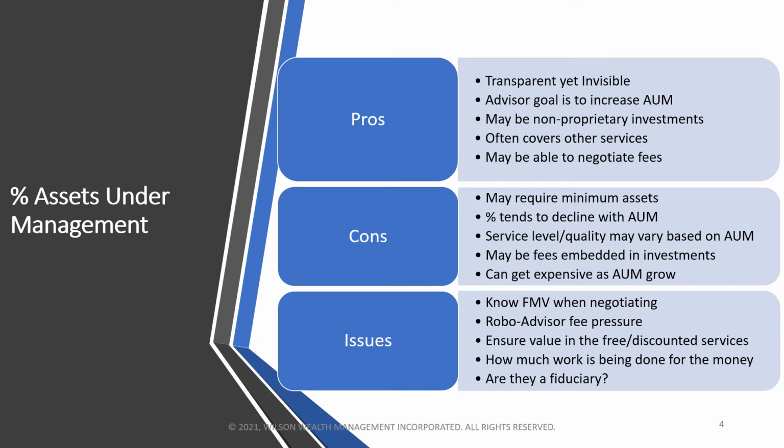I think the issue, to me, is know what fair market value is when negotiating. So, do some due diligence. If we look, again, US data, but last year, Forbes magazine, their view was that most percent AUMs are between 0.75 and 1.5%. Now, I just mentioned Wealthsimple down at 0.5 and 0.4. And what you're seeing there is the robo-advisors are starting to put some fee pressure on these percent AUMs.